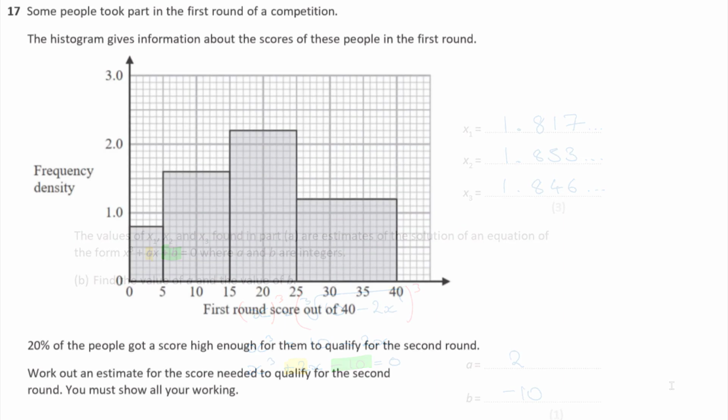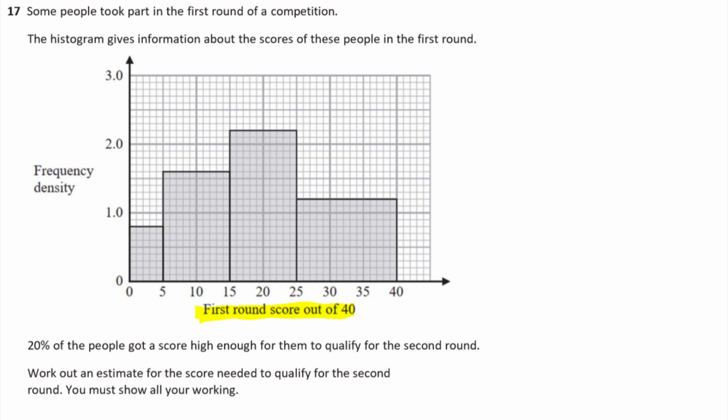Okay. Question 17. Some people took part in the first round of a competition. A histogram gives information about the scores of these people in the first round. So you've got frequency density up the left-hand side, and along the bottom we've got the first round score out of 40. Underneath it says 20% of the people got a score high enough for them to qualify for the second round. Work out an estimate for the score needed to qualify for the second round. You must show your working.